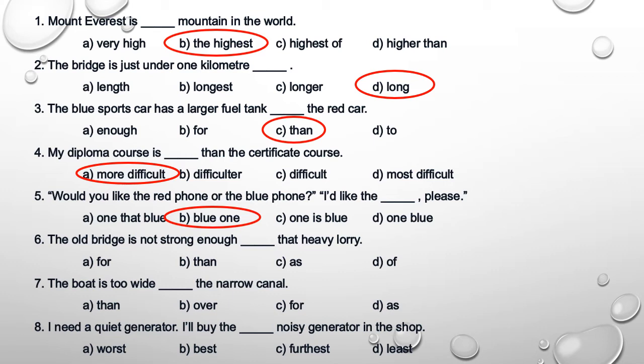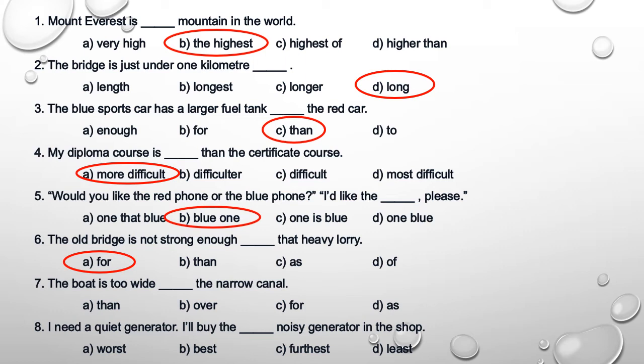Now look at number 6. The old bridge is not strong enough for that heavy lorry. Now, we studied this before. I say, for example, this classroom is big enough for 30 students. So this sentence, the old bridge is not strong enough for the lorry. Yes, this expression takes for, not of.